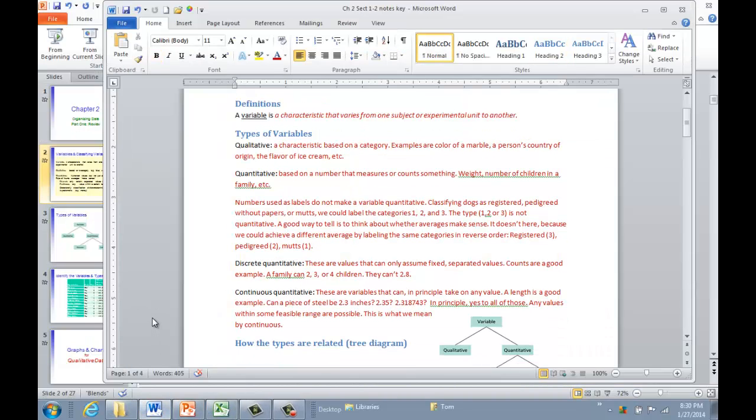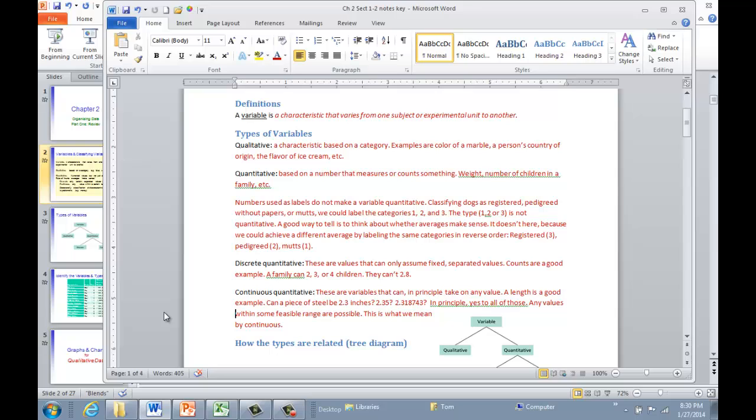Back to our handout. For continuous variables, let's take the example, say, of working in a machine shop. We could cut off some pieces of steel. Now, could we cut a piece of steel that would be, say, 2.3 inches long? Well, yes, we could. What about 2.35 inches long? Yes. What about 2.318743 inches long? Well, in principle, yes, we could achieve all of those lengths, as long as we have the machinery that's capable of that kind of precision.